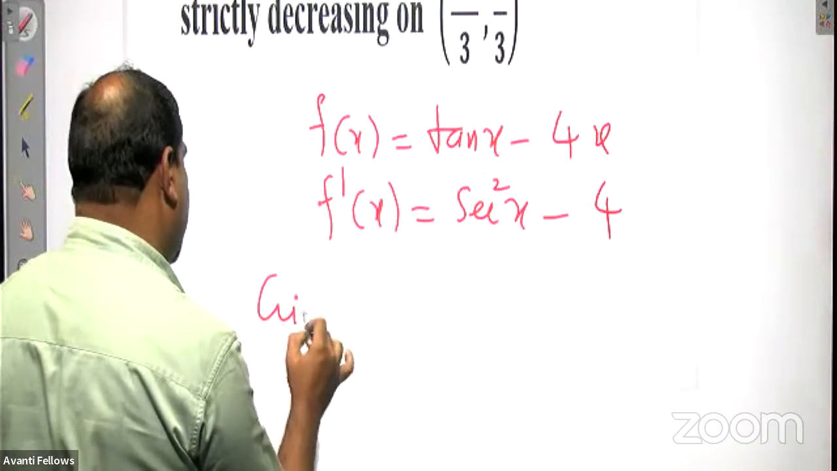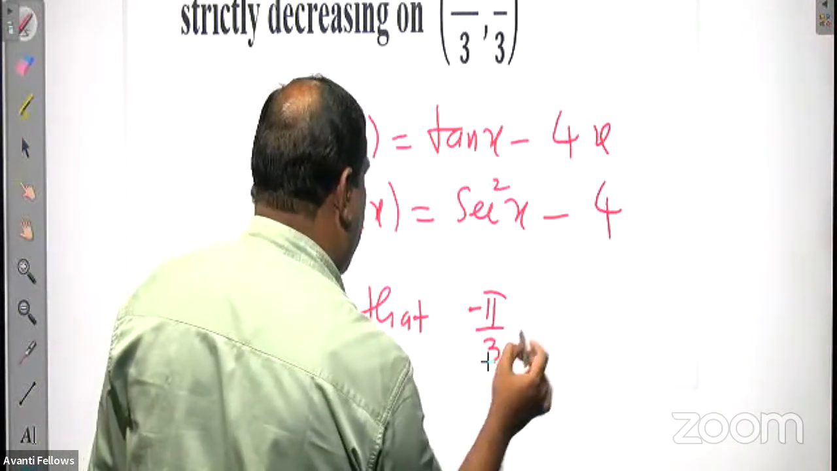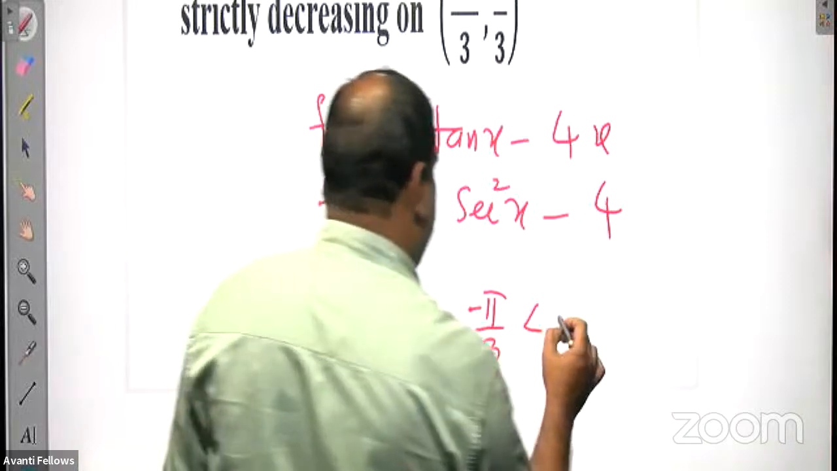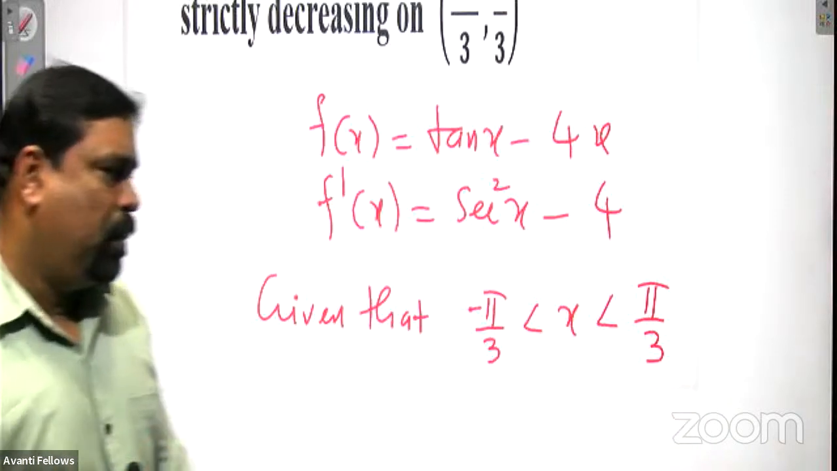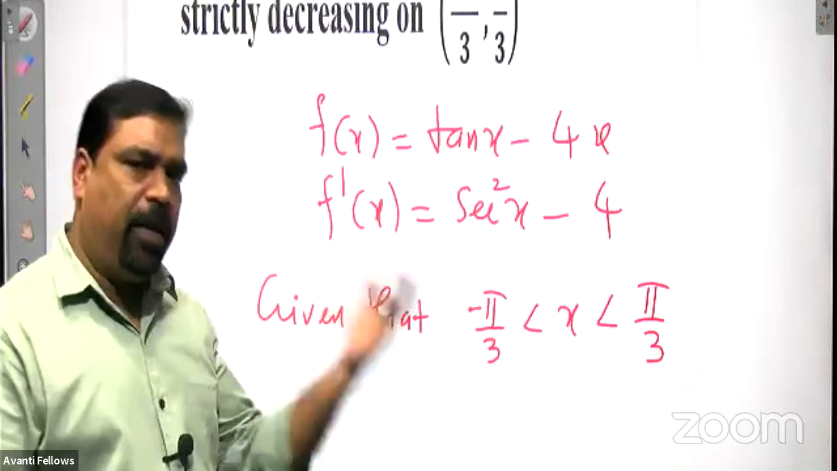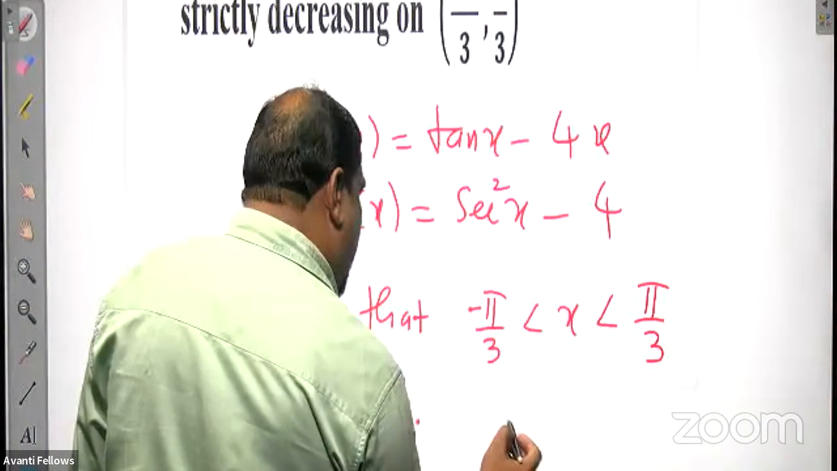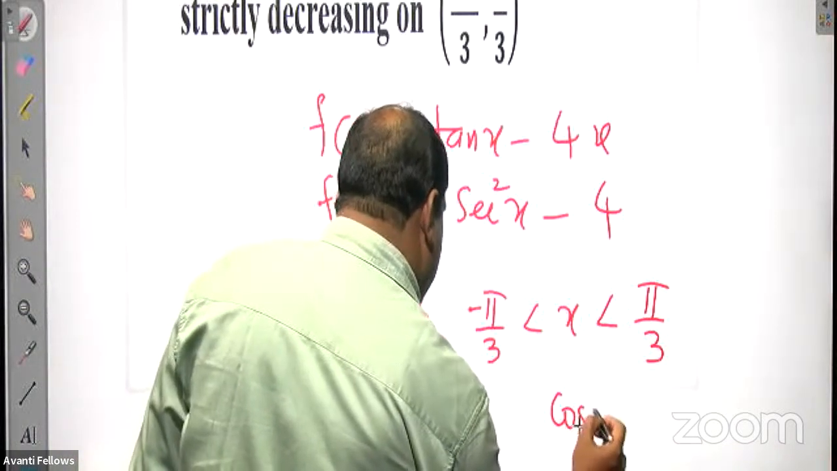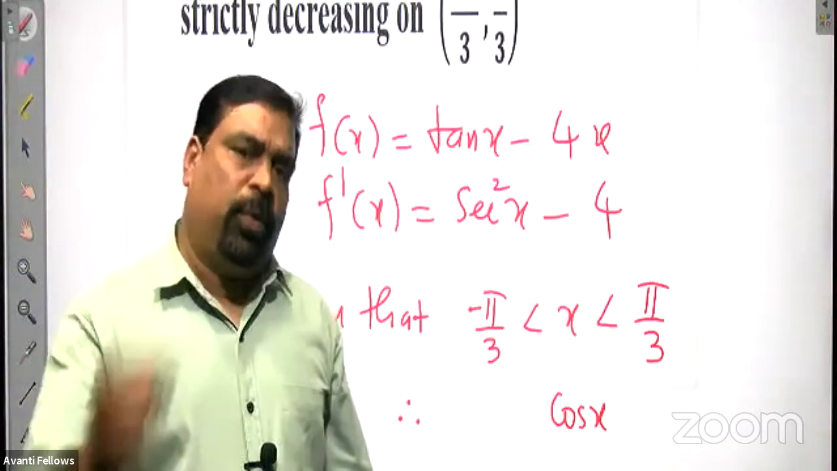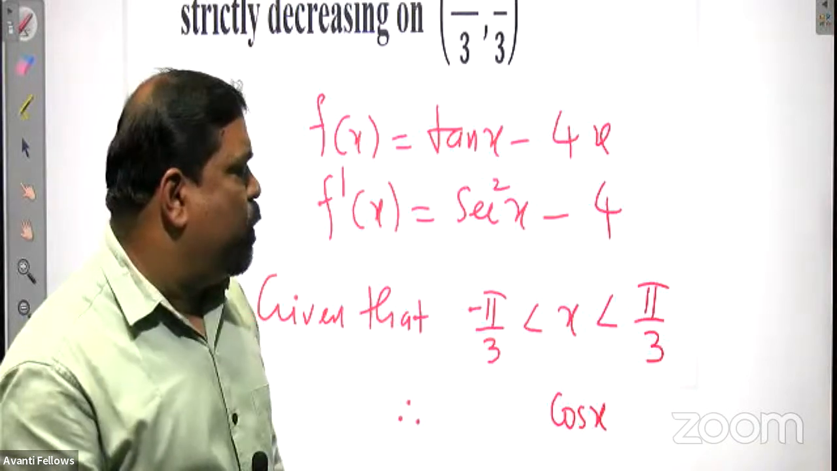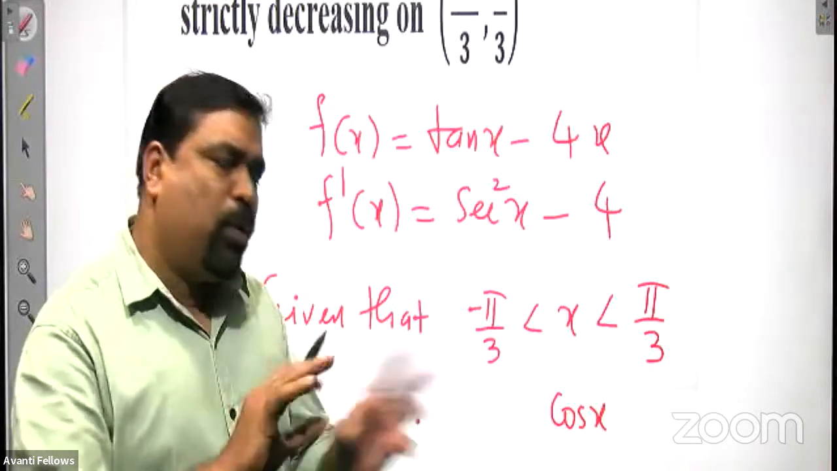So given that minus pi by 3 less than x less than pi by 3, x belongs to this interval, minus pi by 3 to plus pi by 3. If x belongs to this interval, what about cos x? If you know about cos x, then we can go to sec x. So what can you say about cos x? The cos x values must be in between. What are the boundaries for cos x then?